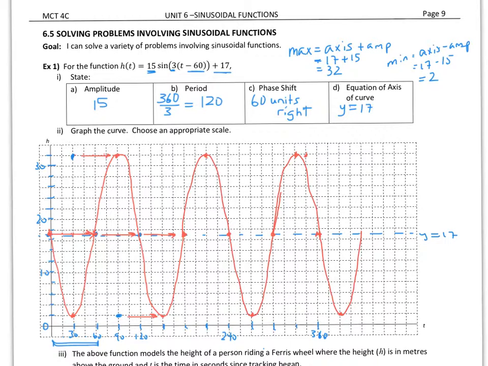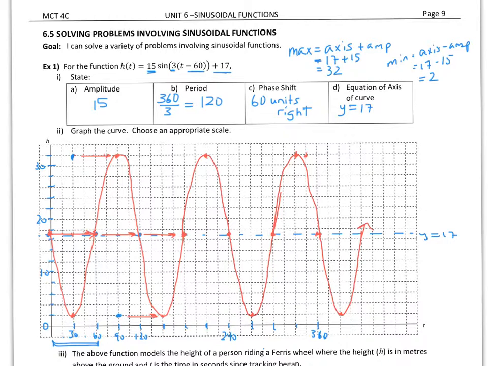There we go. Okay, so there's some cycles to that. Hopefully that makes sense. We're going to answer some questions that go with that. This graph is representing the height of a person on a Ferris wheel, where h is the height in meters and t is the time in seconds since the tracking has began. At what height did the person get on the Ferris wheel?